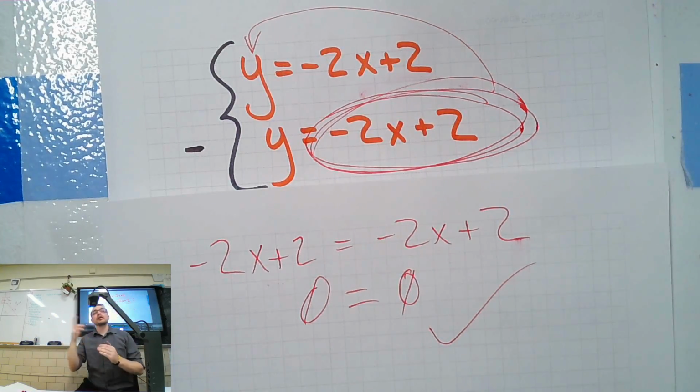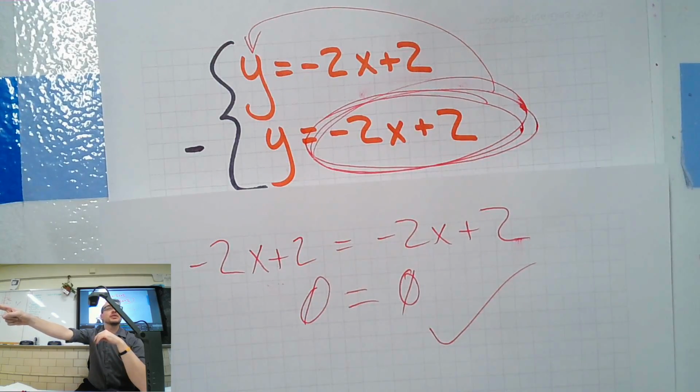What if I got 2 equals 0? Either A, you done goofed, or B, no solution. 2 never equals 0, right? Why would there be no solution? Think about it. Because they never meet, which means the lines must be parallel.